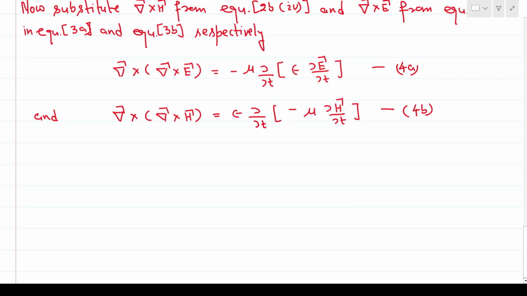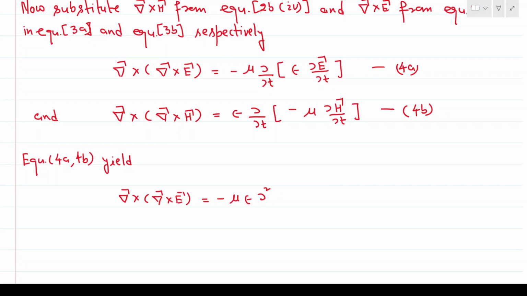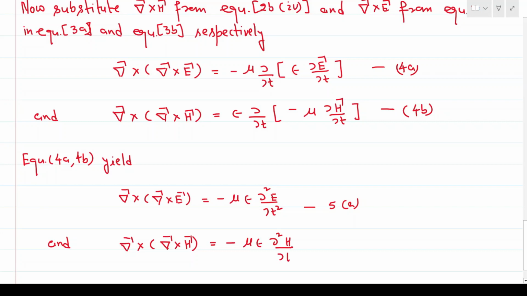And equations 4a and 4b yield curl curl of E is equal to minus mu epsilon del square E over del t square. This is equation number 5a, and curl curl of H is equal to minus mu epsilon del square H over del t square, and this is 5b.